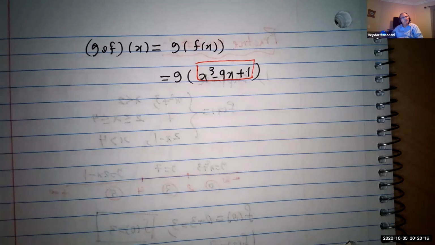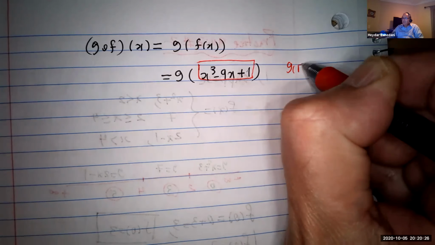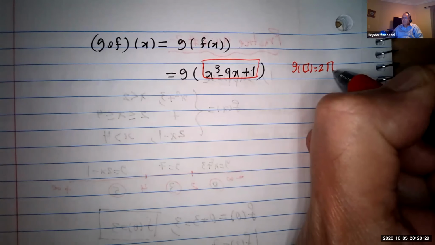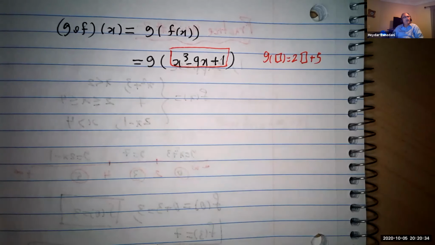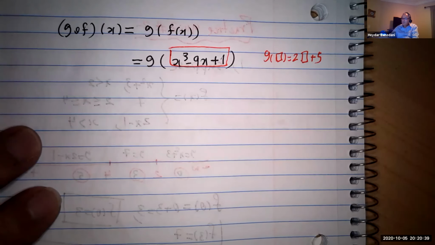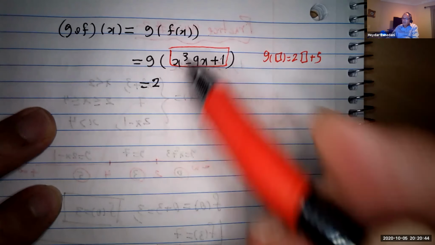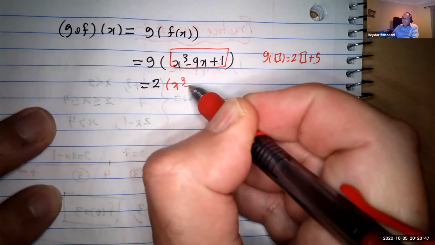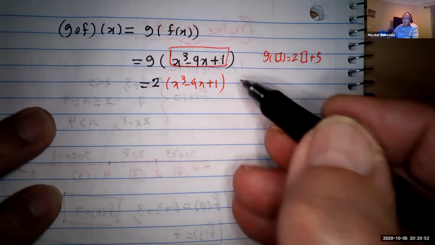So this box is going to be the input of g. What is g? g is 2 times the box plus 5. g of the box is 2 times the box, plus 5. So what is in the box? x cubed minus 9x plus 1. So this is going to be 2 times the box, the box being x cubed minus 9x plus 1, plus 5.